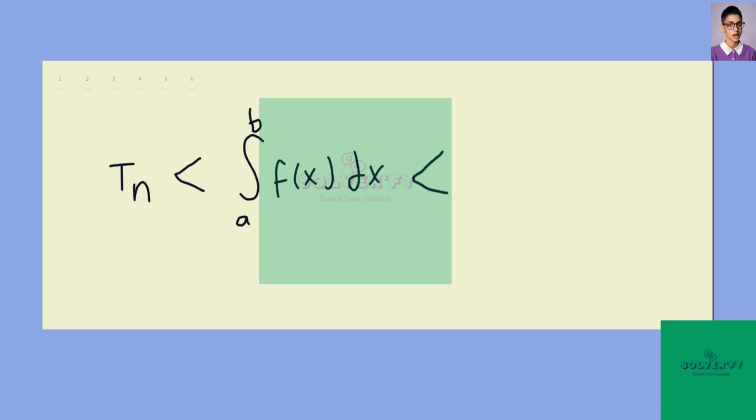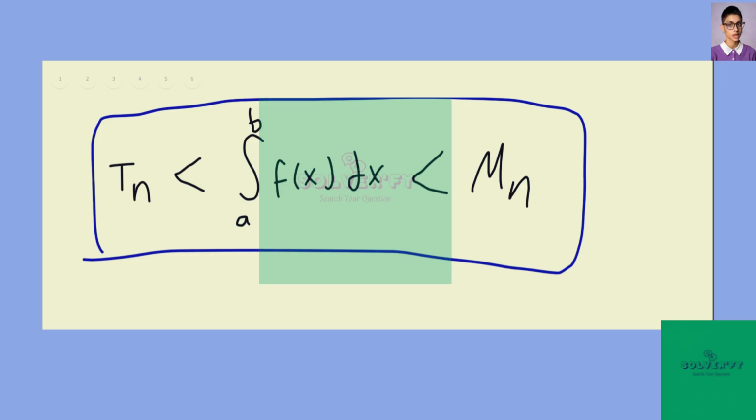So, that's the proof. And just summarizing, we know that the trapezoid underestimates, so it's less than the integral from a to b of f(x) dx. But we also know that the midpoint overestimates it. So this is exactly what we needed to show. We proved it.